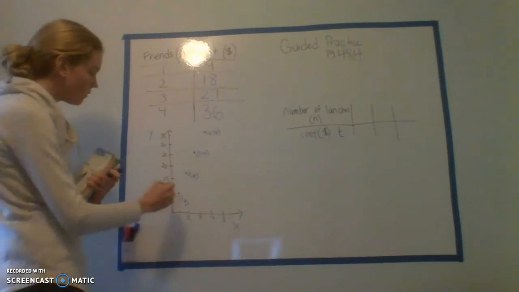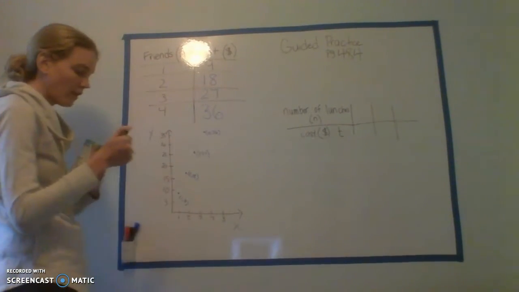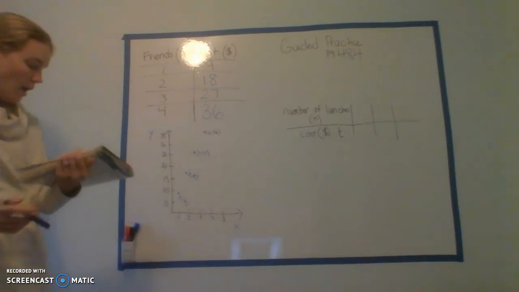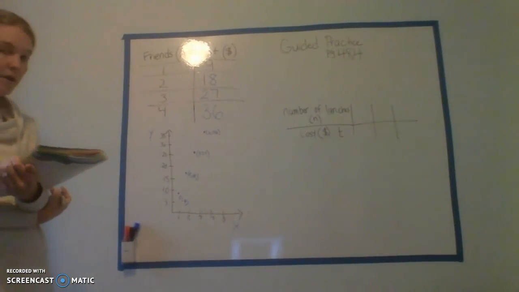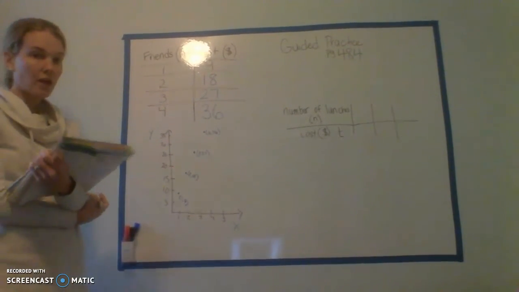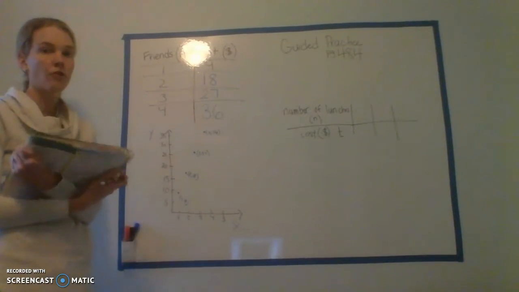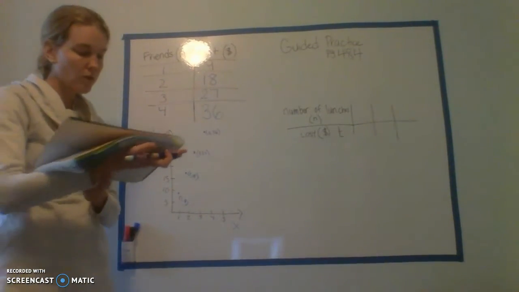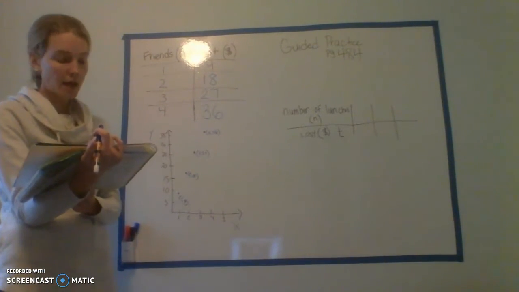And then you could draw a line, or you could just leave it like that for now. But you should note number 2, it says describe the graph. You should note that the ordered pairs form a line. So this should form a straight line. So that would be your answer for number 2: the ordered pairs form a line.